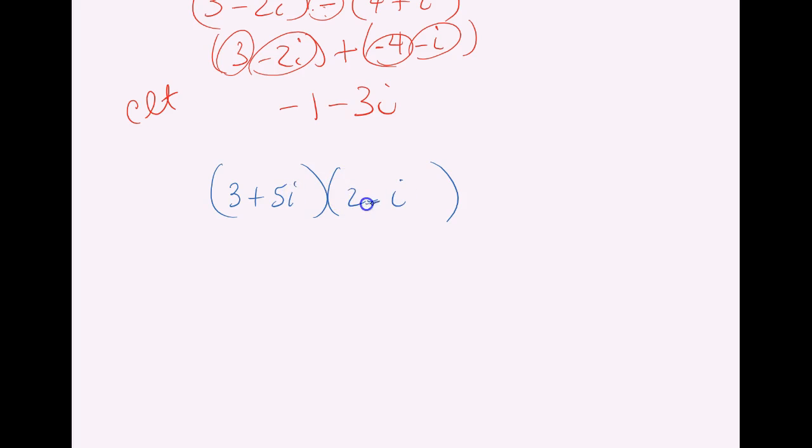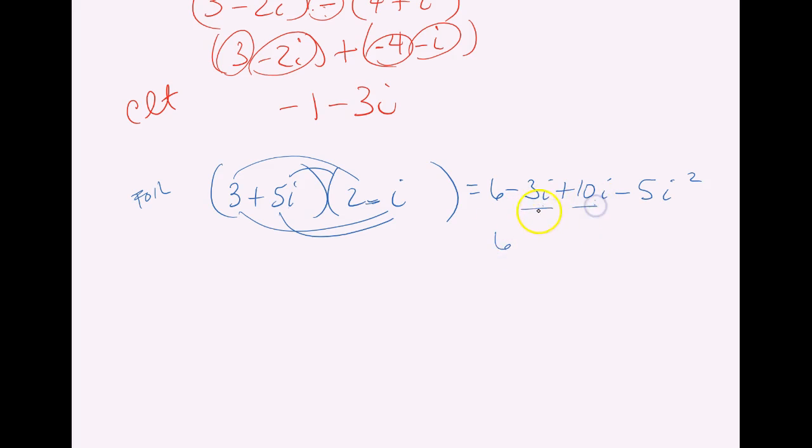Okay, if I'm going to multiply, I need to make sure, once again, I treat it as if this was an x, and I'm just going to FOIL it. I'm just going to multiply it. So if I multiply it out, I'm going to get 6 minus 3i plus 10i minus 5i squared. Okay, now if you want to clean this up a little bit, see how these two middle terms both have an i, so I can put their coefficients together.